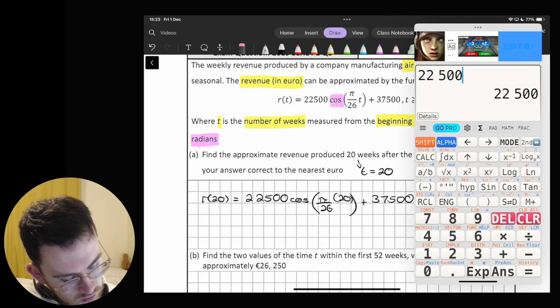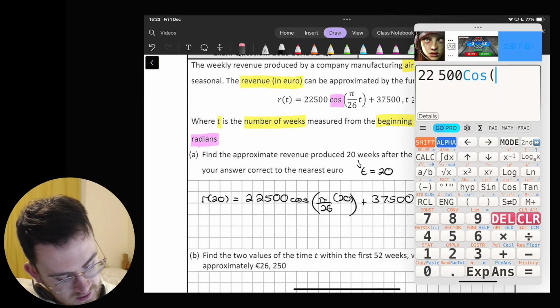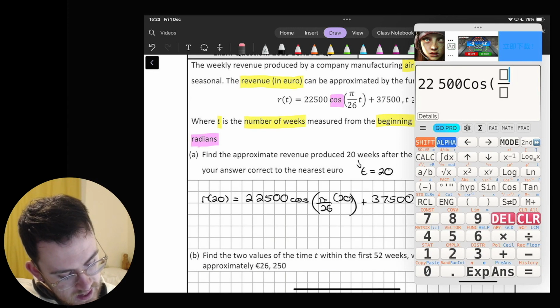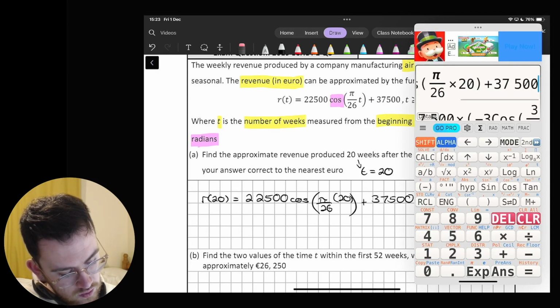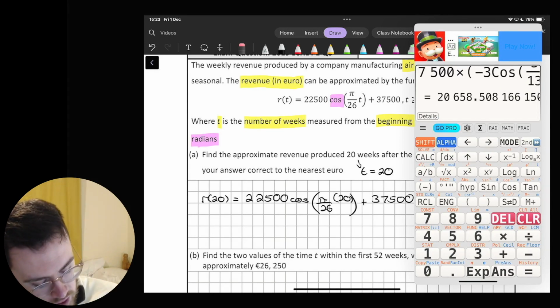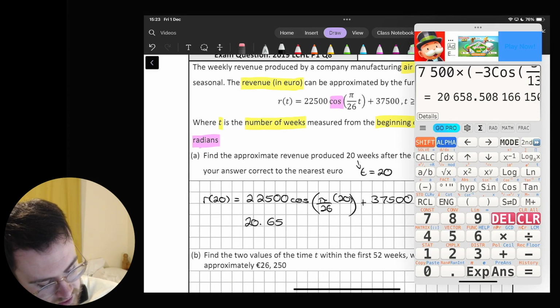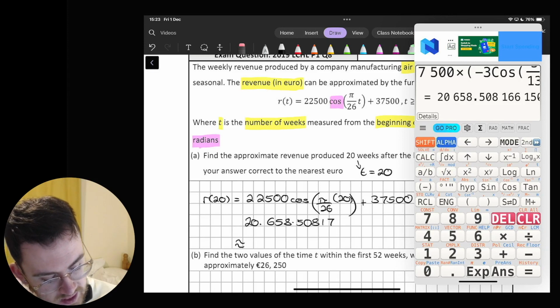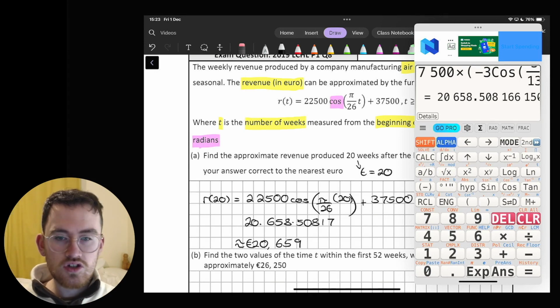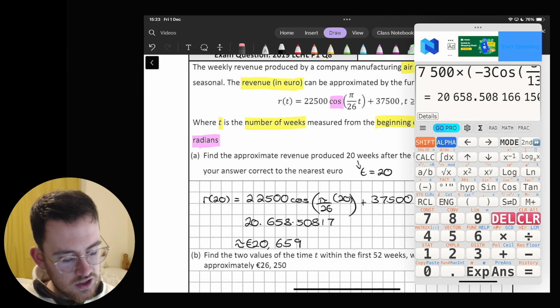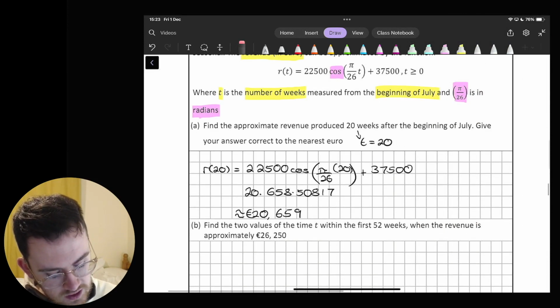Okay, and I can just take my calculator then and complete that calculation. So 22500 cos, making sure my calculator is in radians here, and it is. Do the same for yourself as you're working through this one, making sure it's in radians. Pi over 26 multiplied by 20, the number of weeks, plus 37500. Okay, and I'm getting an answer of 20,658.50817, and if I round that to the nearest euro, that's going to be 20,659 euro. I'm putting my euro sign as well, just to show my units. If I'm given units in the question, I need to use those units in my answer also. So that's our answer for the first part.